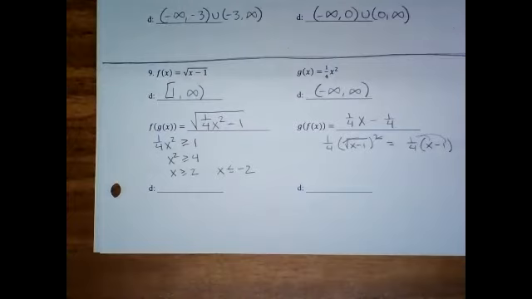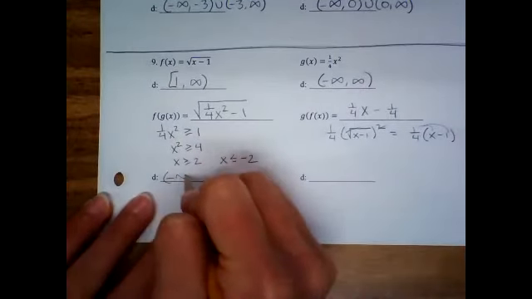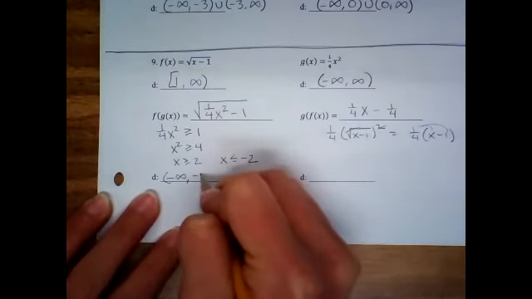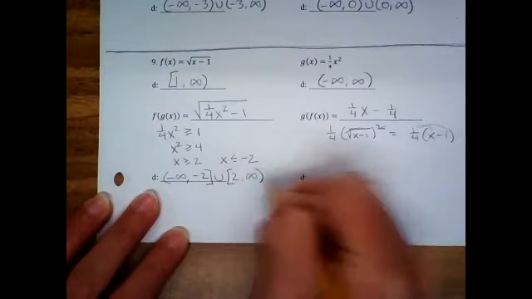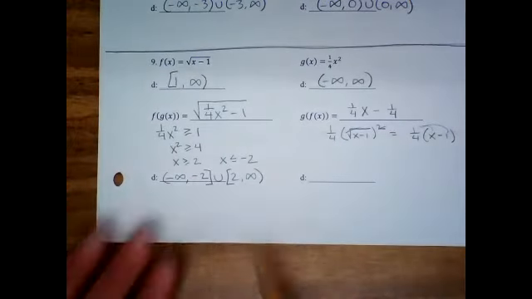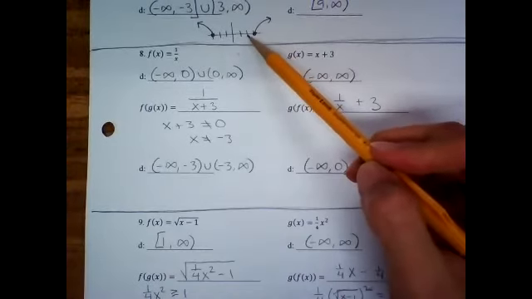It's like little alien antenna. So how would you write the answer? Yep. To -2, good, bracket, union, 2 to infinity. Perfect. And it would look just like this one, except the points would be at 2 and -2.